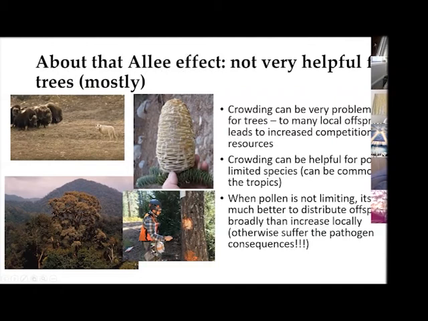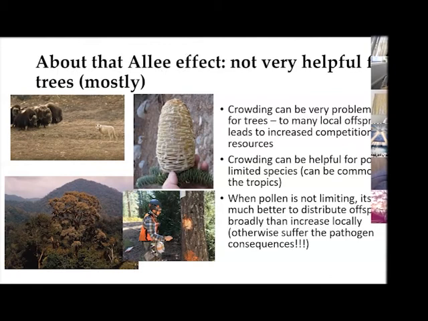So crowding can be helpful for trees in one sense. It can help them overcome pollen limitations. But when pollen is not limiting, as is the case most of the time for trees, it is much better to distribute offspring broadly so that those offspring are not competing with the mother plants. So Allee effects are problematic for trees.